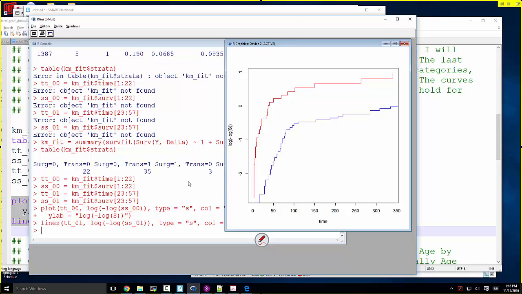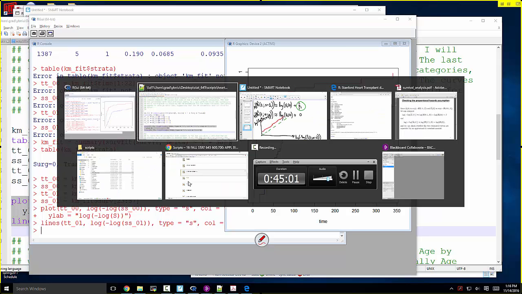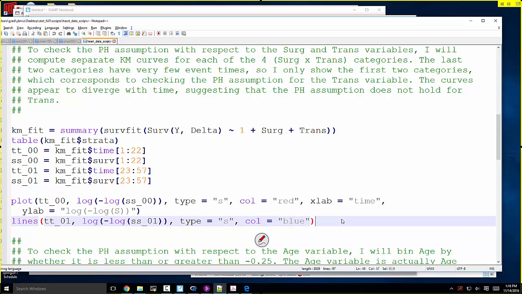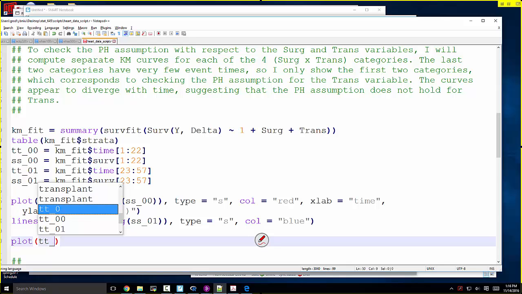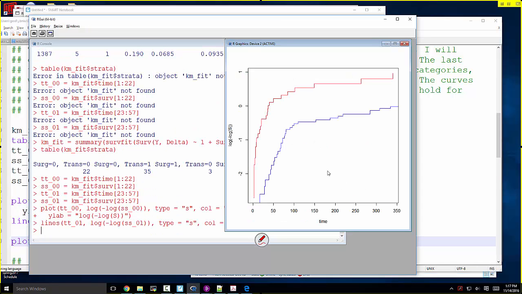Let's try doing plot TT 0, 0. All right, but to do that is going to be challenging because they don't have events at the same time points, so I can't just take the survival probabilities from this one and subtract those because they won't line up. I wonder if there's an easy way to get that done.